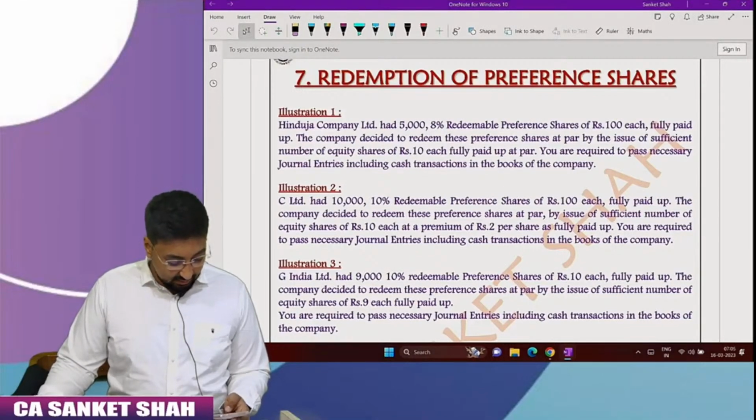Sir, please do illustration number 7 and explain the concept of illustration number 5. भूमिका का बोलना है.